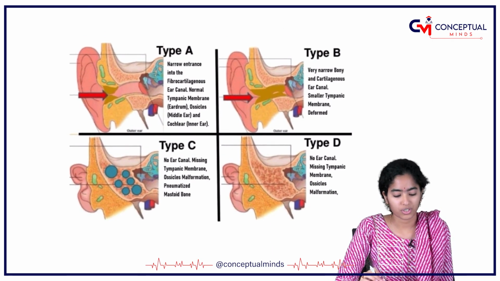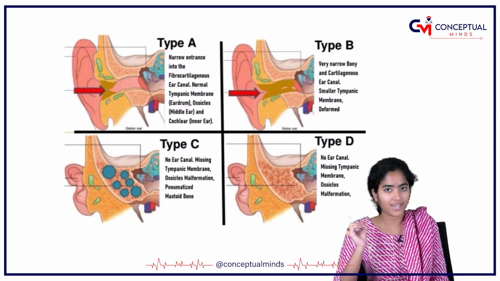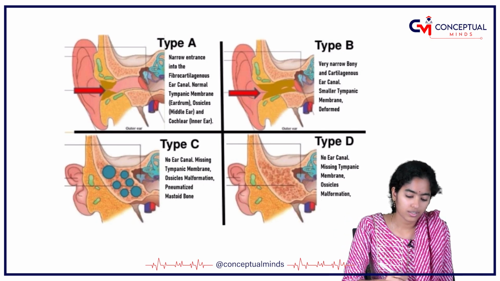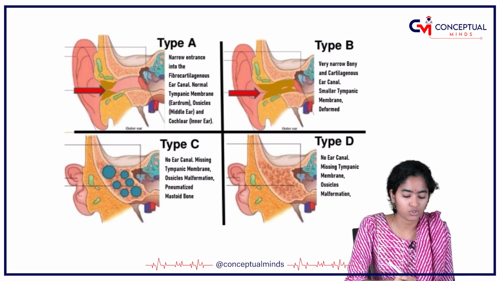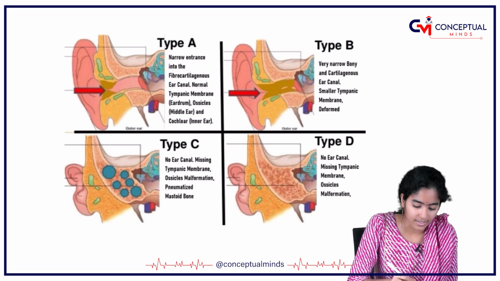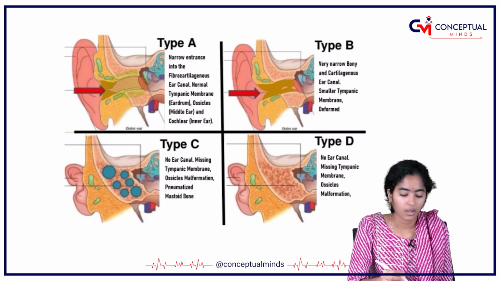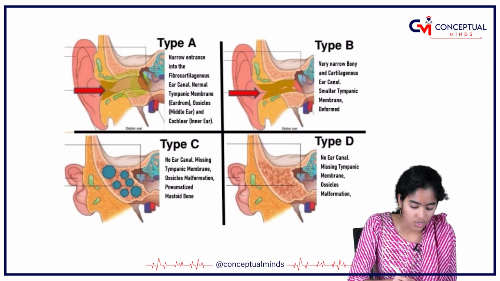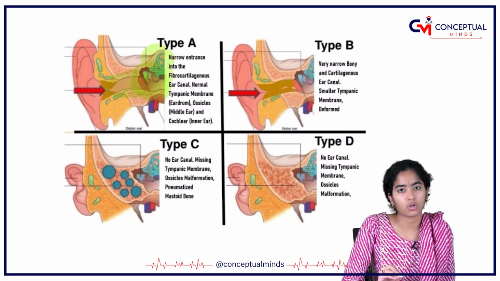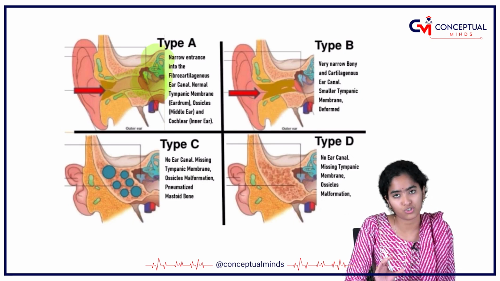Type A atresia. In this, only the outer part, the opening of the external auditory canal, has some problem. There is a narrow entrance. There is atresia in that region. The rest of the canal inside is all normal, and even the tympanic membrane is normal. The middle ear ossicles are normal, and inner ear is also normal. So there is a problem only in the outer part of external auditory canal.